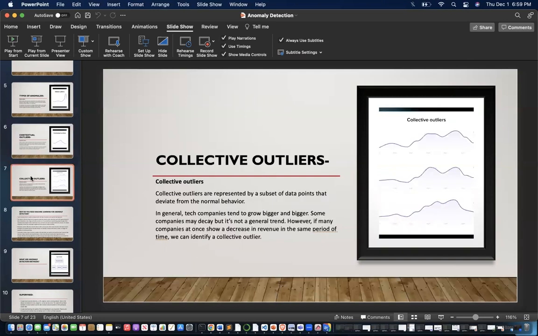And the third one is collective outliers. Collective outliers are represented by a subset of data points that deviate from the normal behavior. In general, tech companies tend to grow bigger and bigger. Some companies may decay, but it's not a general trend. However, it may happen that we see a decrease in revenue in some period of time.